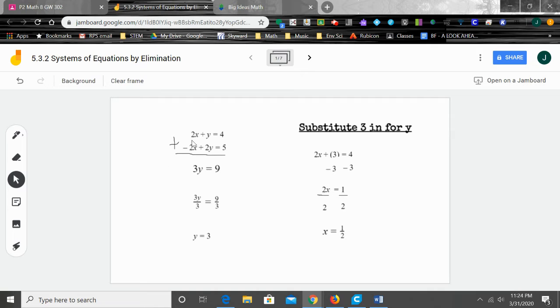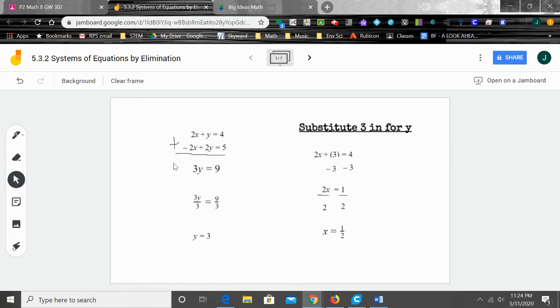So if you remember last time, what we did is we looked at the variables and we tried to look at the coefficient for the variables, and we wanted the coefficients to be basically the same number. If there's a negative in front, it doesn't really matter as much. We're just looking for the number. So if you remember something like this, I would look at both x's. The coefficient for both x's is 2.